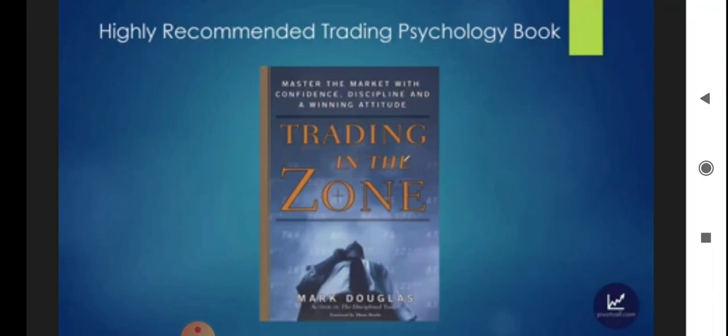This book is specially for people who are having problems with trading psychology. It is written by Mark Douglas about how to control emotion, how to control the mind, how successful traders control their emotion, what you should do, and how you should think like a successful trader. That is all very nicely explained by Mark Douglas in this book. You can purchase it from Amazon if you want to work on your trading psychology, because as I said, 50% of success depends on trading psychology, how well you control your emotion during the live market.